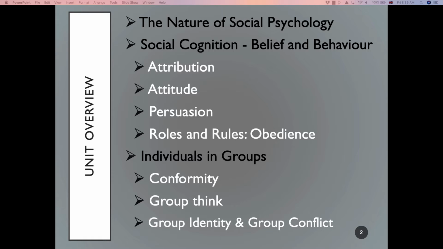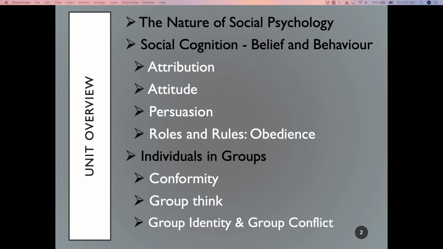What about obedience? Why do people obey others? Now today we're going to talk a lot about conformity. We're going to talk about compliance. And we're going to talk about obedience. What is the difference between the three? And we're going to look at some really fascinating research into obedience and conformity.